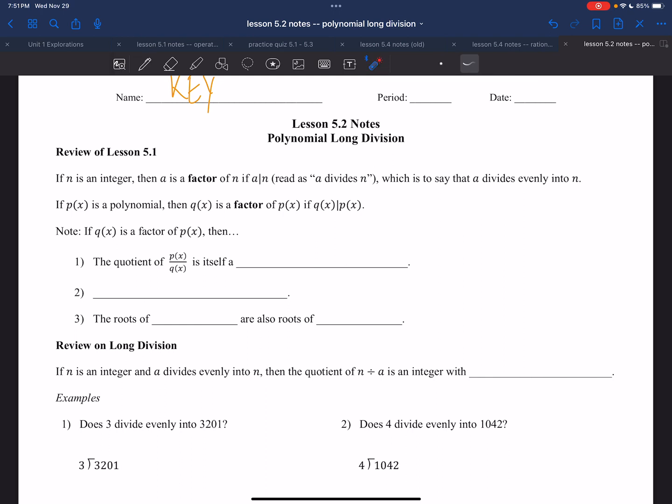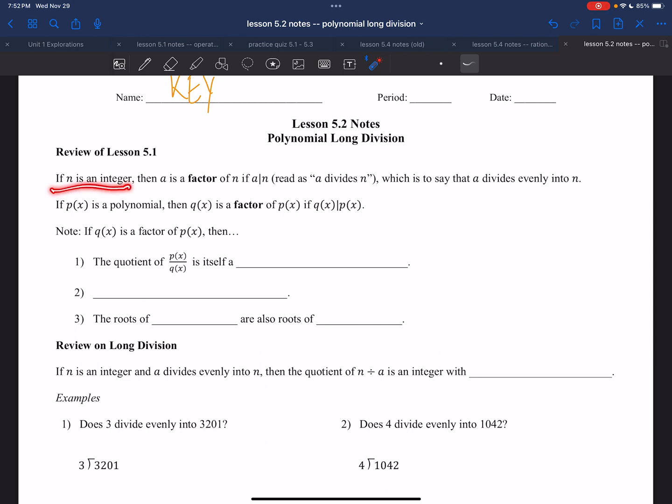Now you notice it says review of lesson 5.1. So this information here comes from the last lesson, but it's a good thing to remind ourselves, review. These definitions are important. I wouldn't put this on the notes twice if it wasn't, right? So the first thing is, what does it mean to be a factor, right? Don't forget it. I know we say this word all the time, but you say it over and over and you do a bunch of math, but do you remember what it means, right?